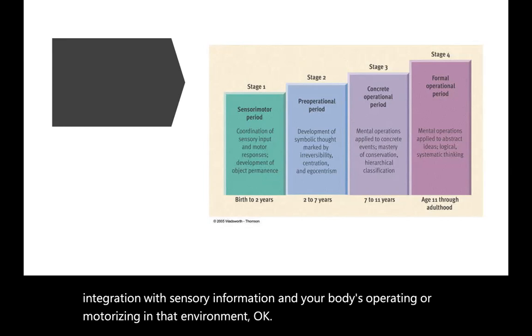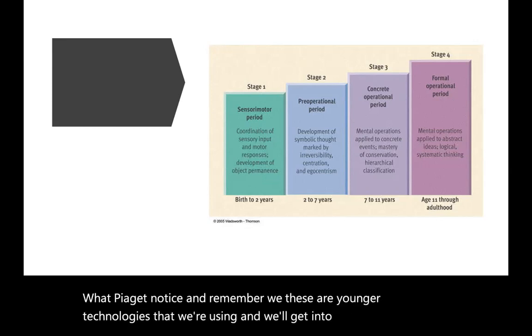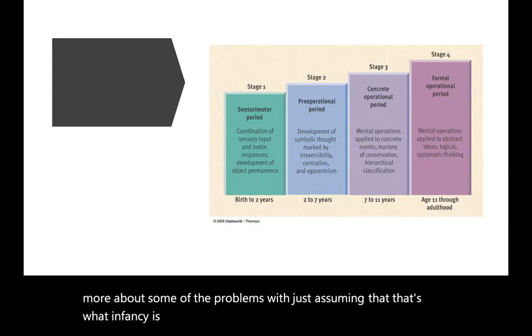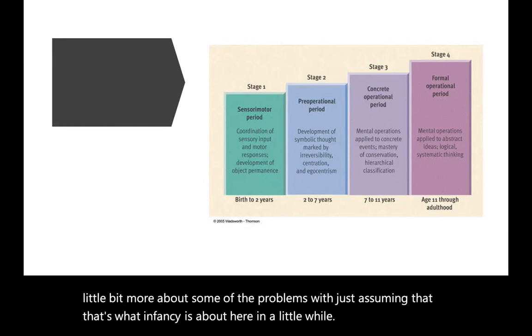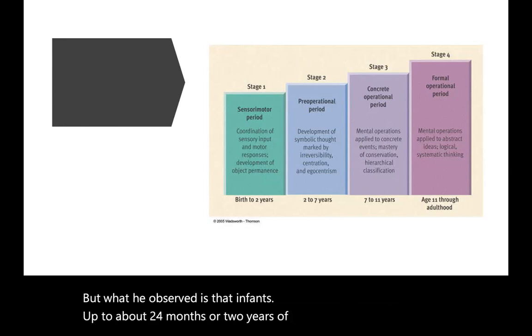What Piaget noticed, and remember, these are younger technologies that we're using, and we'll get into a little bit more about some of the problems with just assuming that that's what infancy is about here in a little while. But what he observed is that infants up to about 24 months or 2 years of age fail to do something he called object permanence, okay?